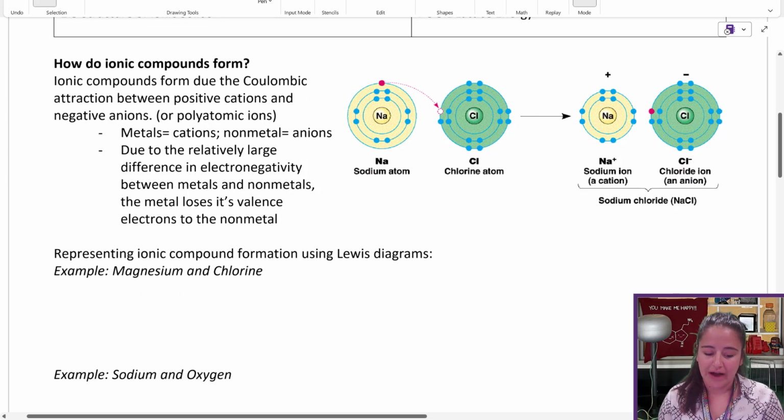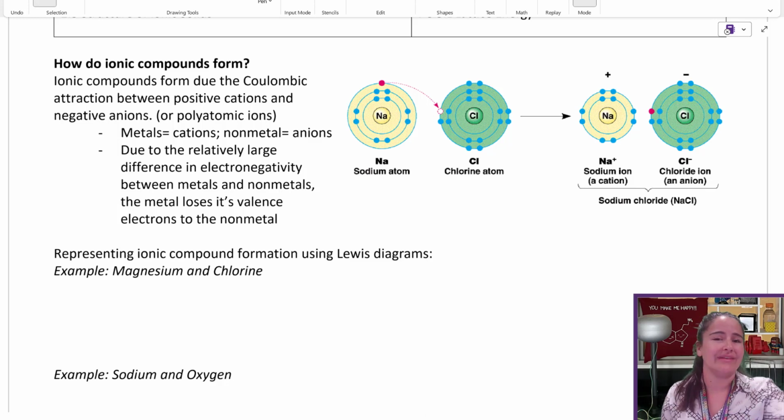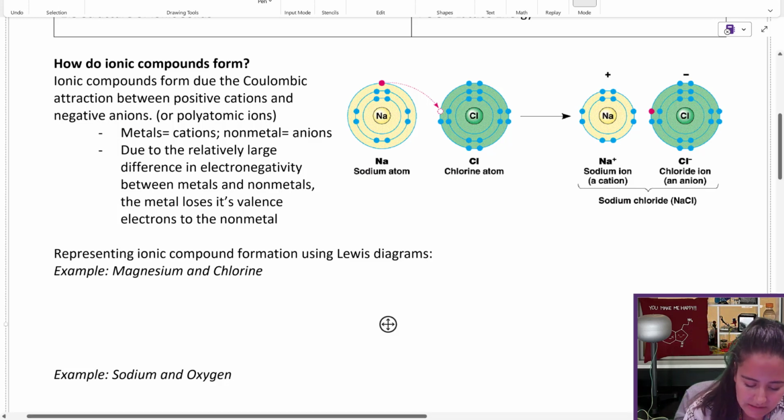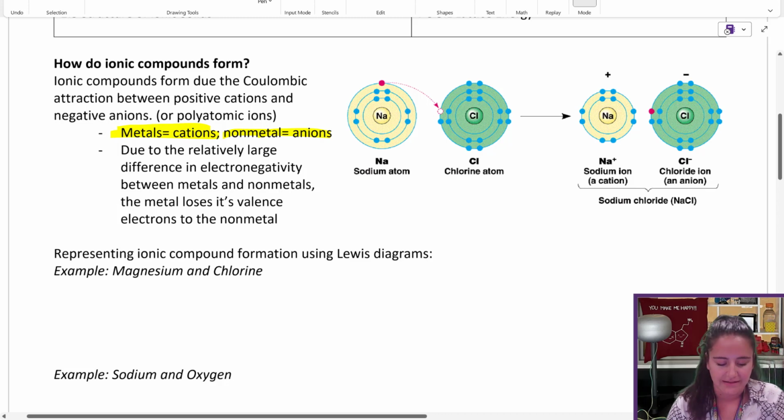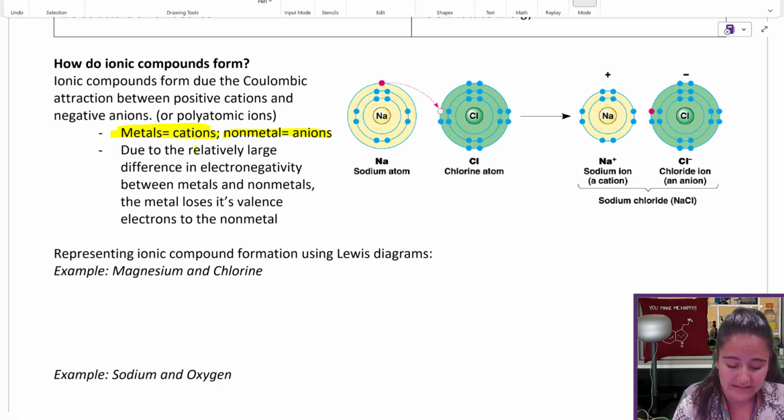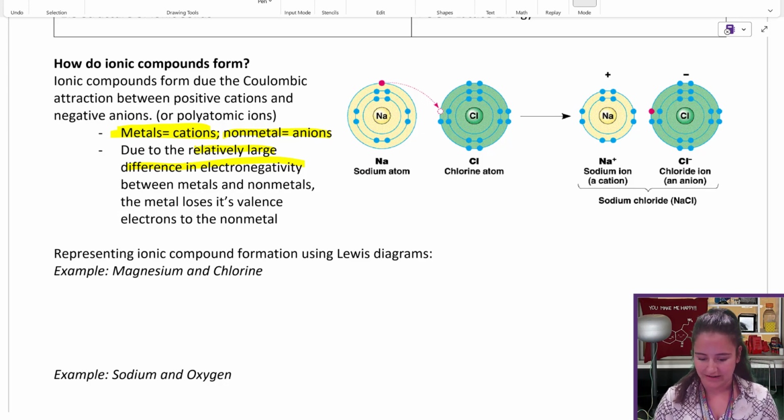So it is the attraction between the positive cations and the negative anions. They become positive and negative when they steal those electrons, thus forming a bond. So the metals will typically form those cations and nonmetals will form anions. And again, this is due to their relatively large difference in electronegativity between metals and nonmetals.